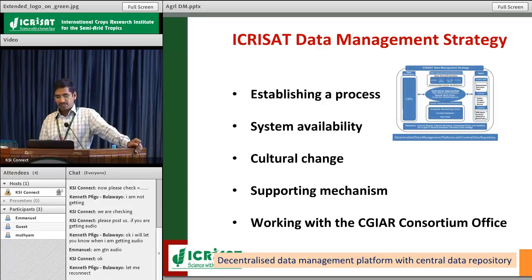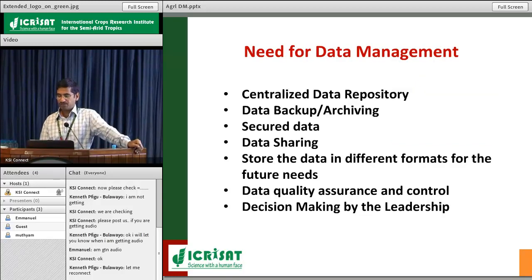There are different needs of data management. Why do we need it? We need to keep data in a central data repository. That is the main purpose. Apart from that, we need to take a backup for the long run, because scientists have their own data recovery backup mechanism.